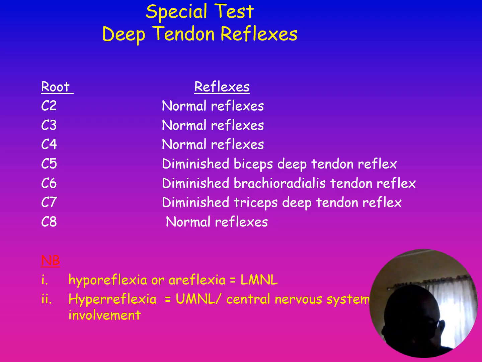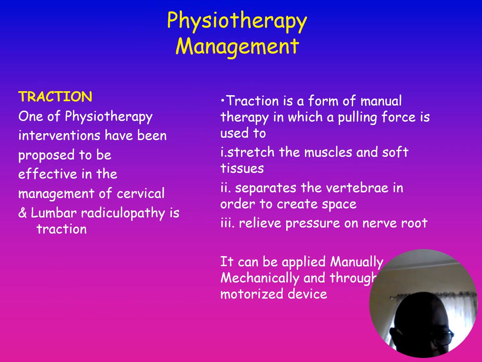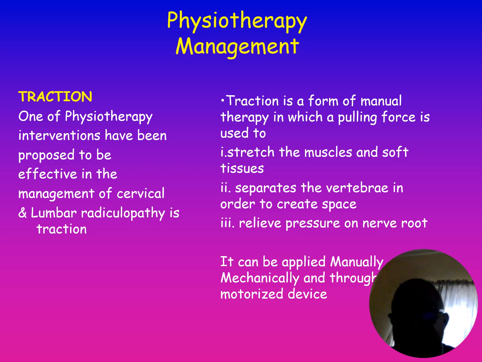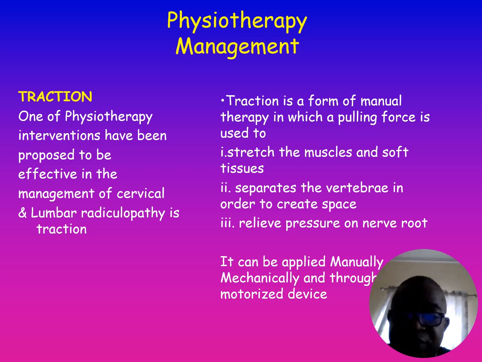What happens when there is nerve root compression and the reflex is slowed down is called hyporeflexia, or when the reflex is completely absent, it will be called areflexia. They are all pointing to a lower motor neuron lesion, but when the reflex is exaggerated, then it will be called an upper motor neuron lesion. Okay, so we will not forget that these nerve roots are responsible for sensation, for motor function, and for control of reflexes.